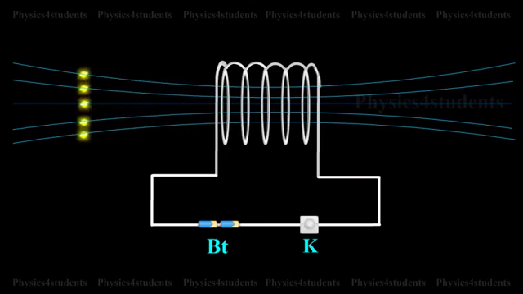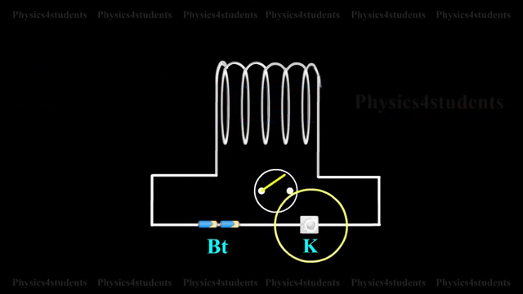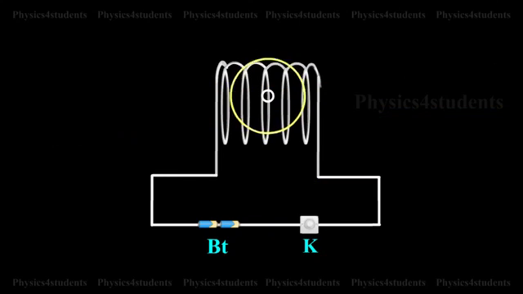On releasing the key, the current through the coil decreases to a zero value and the magnetic flux linked with the coil also decreases. According to Lenz's law, the induced current will oppose the decay of current in the coil.